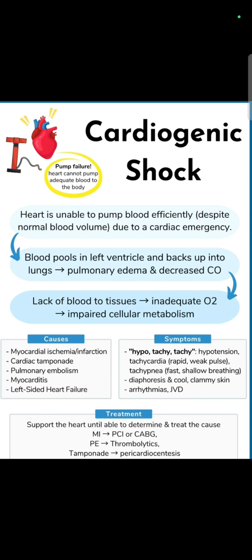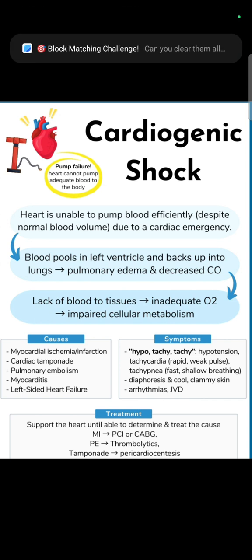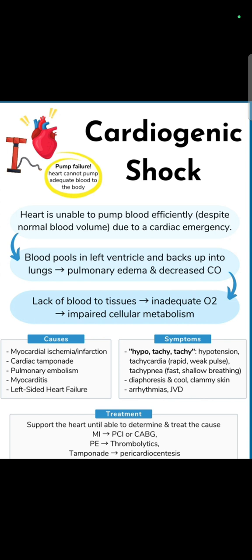Next is tachypnea. Tachypnea means fast, shallow breathing, because when there is hypoxia, there is increased carbon dioxide production. So the body or lungs try to expel the increased carbon dioxide, and the patient experiences fast, shallow breathing. Next one is diaphoresis and cool, clammy skin. This indicates that there is inadequate blood supply, which leads to cool, clammy skin.